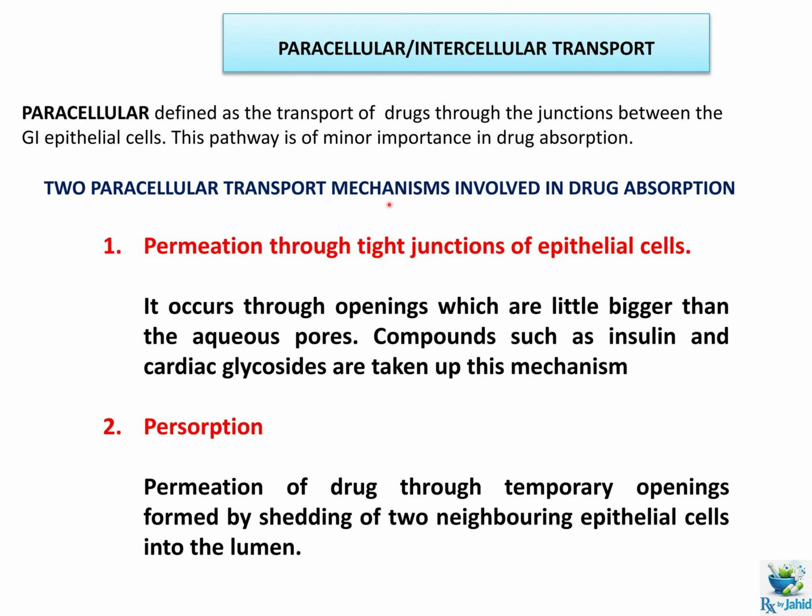Two paracellular transport mechanisms are involved in drug absorption. One is permeation through tight junction of the epithelial cell. It occurs through the openings which are a little bigger than the aqueous pores. Compounds such as insulin and cardiac glycoside take up this mechanism. Another one is persorption, that is permeation of the drug through temporary openings formed by the shedding of two neighboring epithelial cells into the lumen.